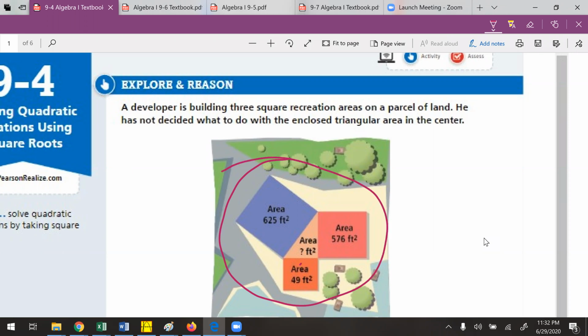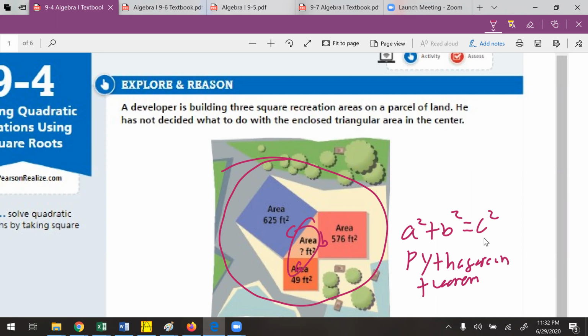Okay, let's call this A. Let's call this B. Let's call this C. This should look familiar. A squared plus B squared equals C squared. This is what's called the Pythagorean theorem. You use the Pythagorean theorem if you're looking for one of the sides of a triangle, okay? We're using this theorem in order to find this area.